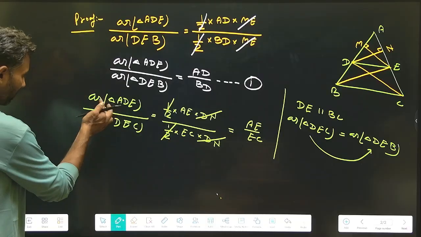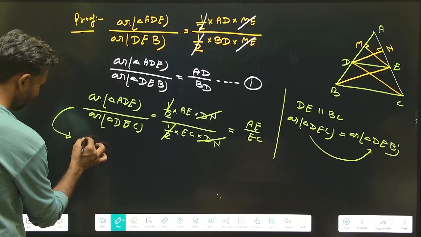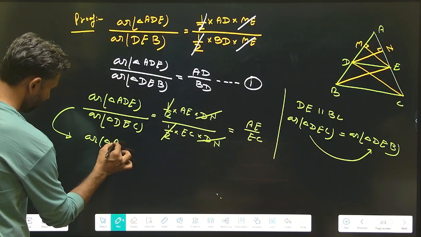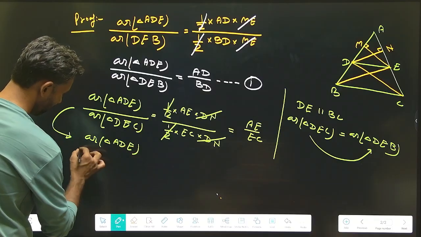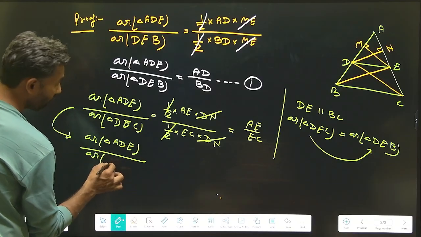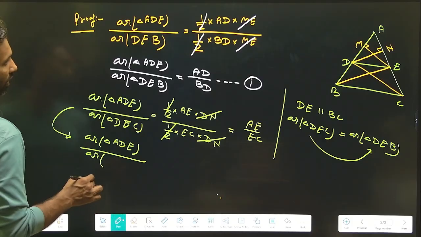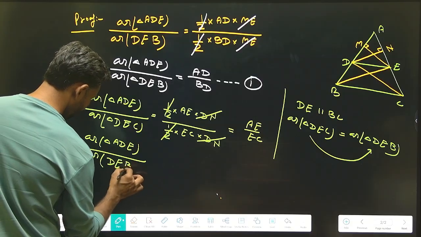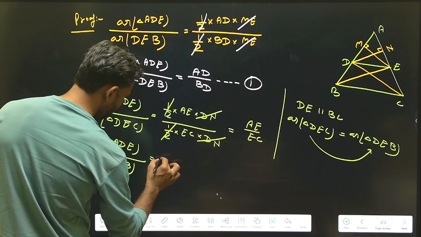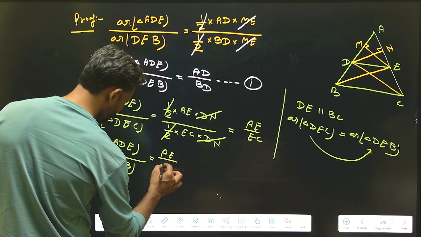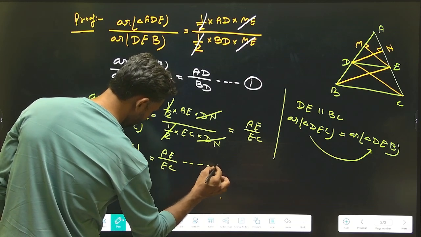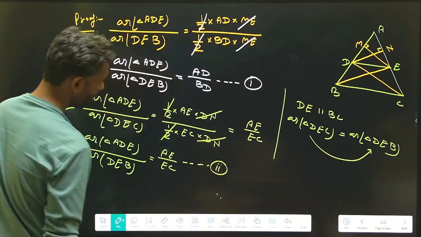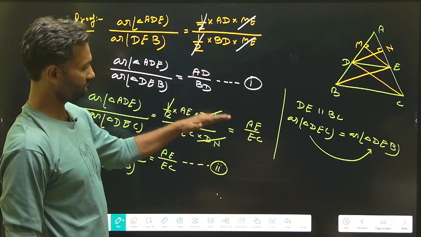So this equation can directly be written as area of triangle ADE upon area of triangle DEB, and this will be equal to again AE upon EC, and this is equation number 2. This is equation number 1. This is equation number 2.